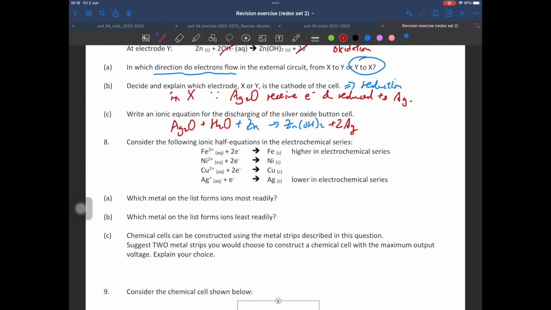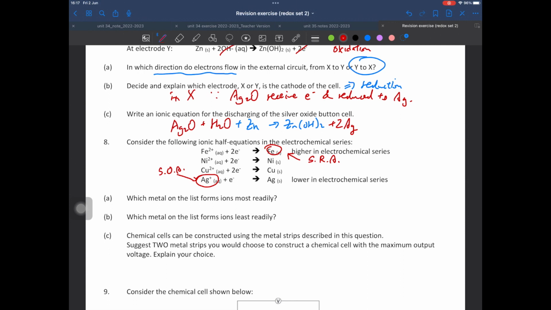Next is question A. I recommend you for those questions. First, highlight which one is most reactive or highest reducing power. This is strong RA. Well, that means the silver ion is strong OA. That's it. Just a little sign can help you a lot.